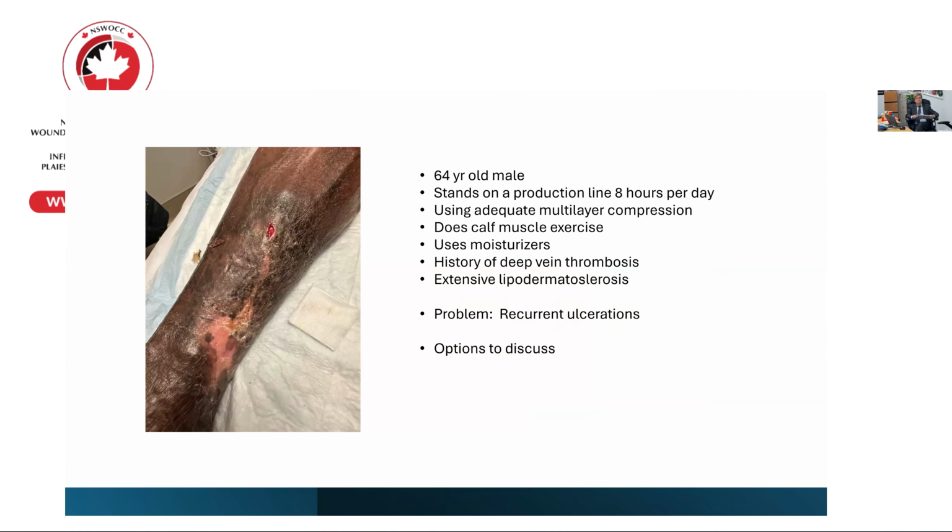Okay, Robyn. So I thought we'd just look at a case and see some of the situations where you might want to use something different, based on the guidelines about healing and what you should do next. This is a 64-year-old gentleman who stands on a production line 8 hours a day. He's using a multi-layer compression system, and he reliably uses this. He does calf muscle exercises. He uses moisturizer. He has a history of a DVT, or deep vein thrombosis, in this leg, and he has very extensive lipodermatosclerosis. His problem is he heals, but he recurs with ulcers, and then they're a little slow to heal. So what are the options?